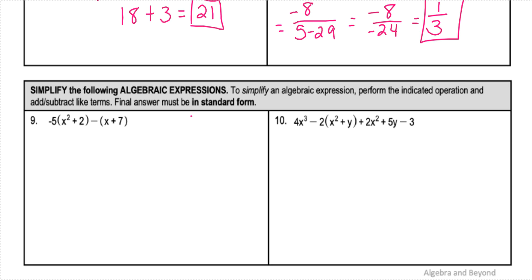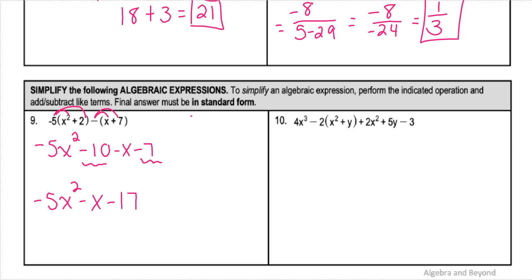So looking at number 9 here, the first thing I can do is use that distributive property to distribute the -5 to x squared and to 2. So we multiply those together. And then I can also multiply the negative in the second set of parentheses. So -x minus 7. Then I'm going to combine like terms, which would be -10 and -7. So the -5x squared I can't do anything with, as well as the -x. But I can combine the -10 and -7 and get -17. So there's my standard form.